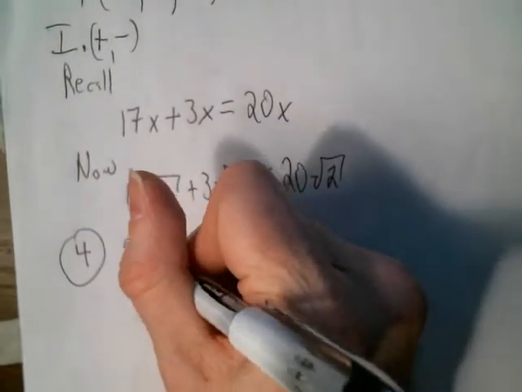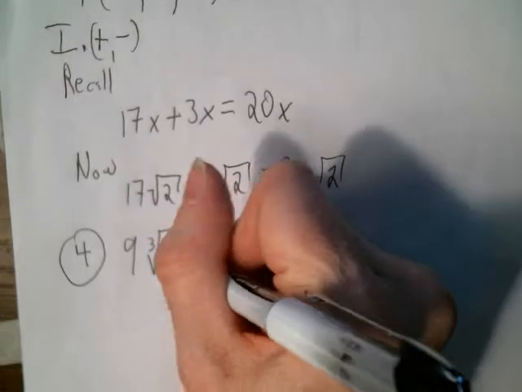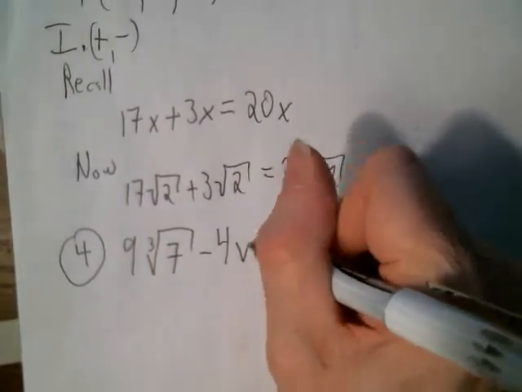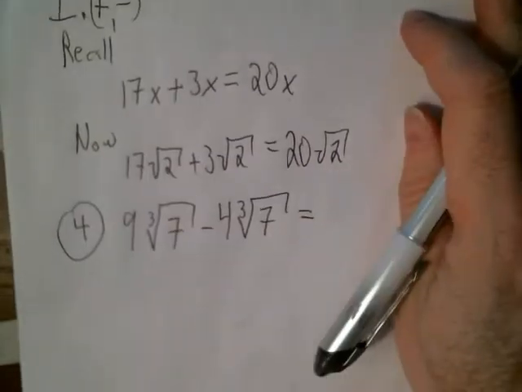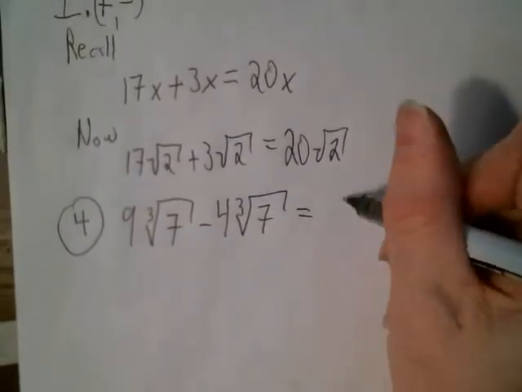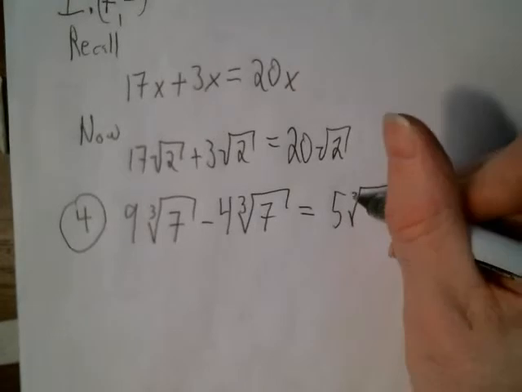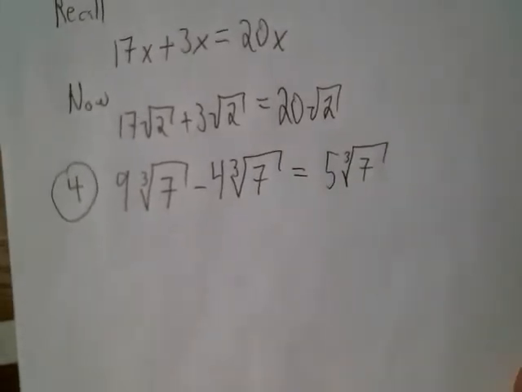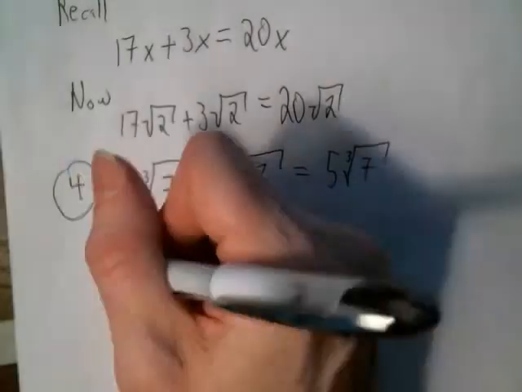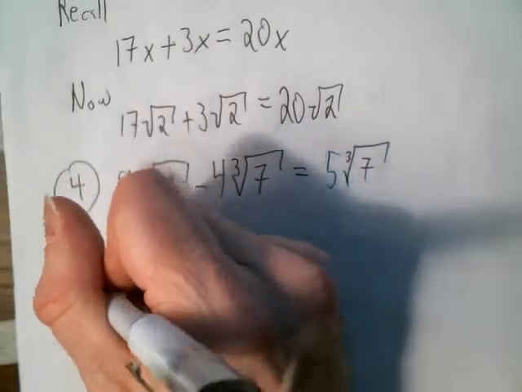We have 9 times the cube root of 7 minus 4 times the cube root of 7. Okay. So 9 minus 4, of course, is 5. And then we have the cube root of 7. It's pretty easy.